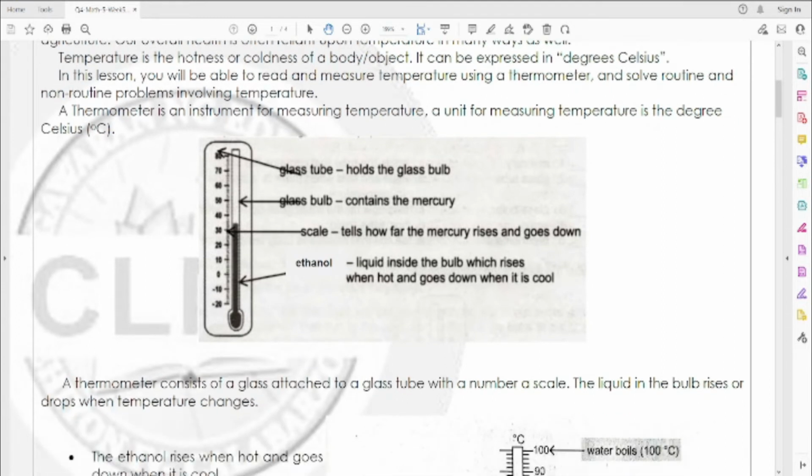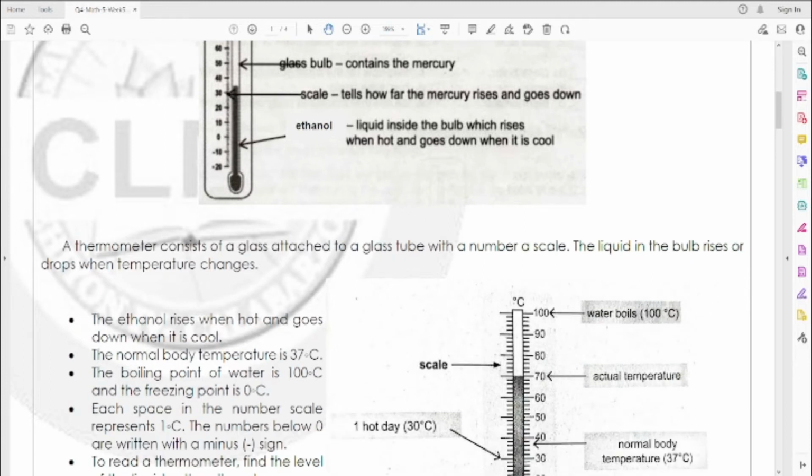So in this illustration, here is the glass tube, and its function is to hold the glass bulb. This is the glass bulb, and the glass bulb contains the mercury. Then we have the scale, so that we know the reading of the temperature. The other part is the ethanol, the liquid inside the bulb, as you can see here, which rises when hot and goes down when it is cool.